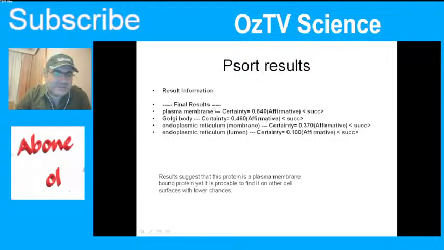Sort results, result information, plasma, see final results. Again, another search engine. Sort results. Plasma membrane, according to the results, it's a plasma membrane. The location. It could be on the Golgi body. See, it's a membrane organelle, Golgi body, Golgi apparatus. Say 0.4. Because there are many things. There are many membranes inside the cell.